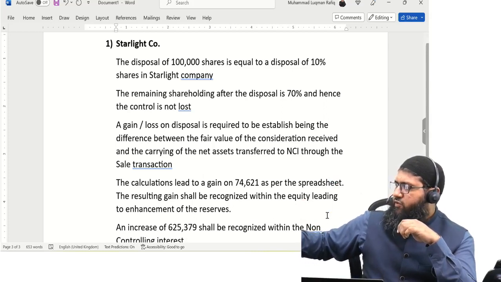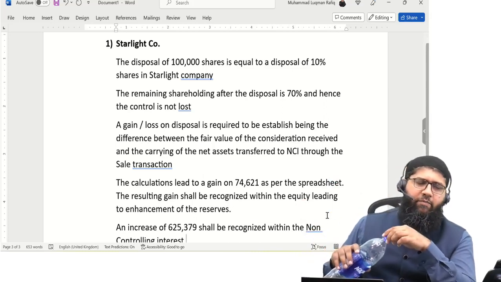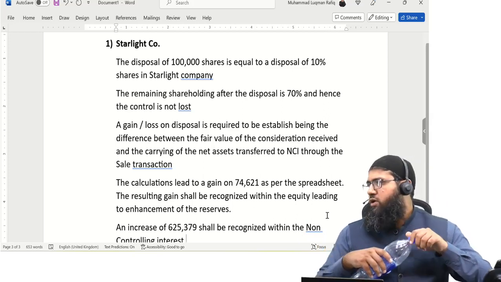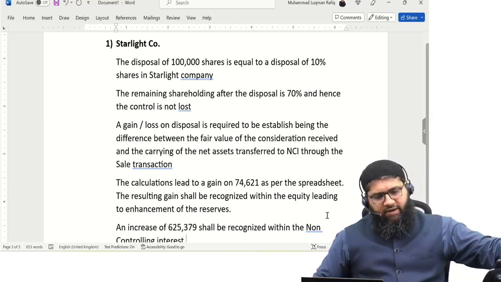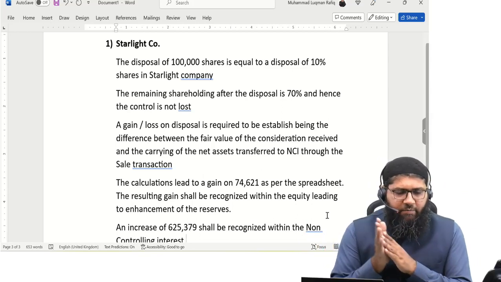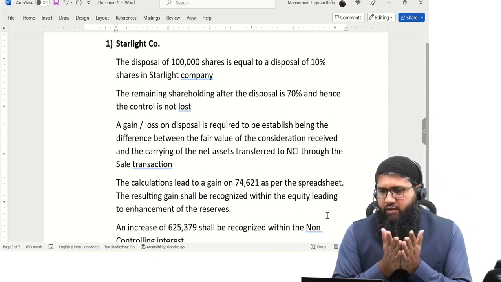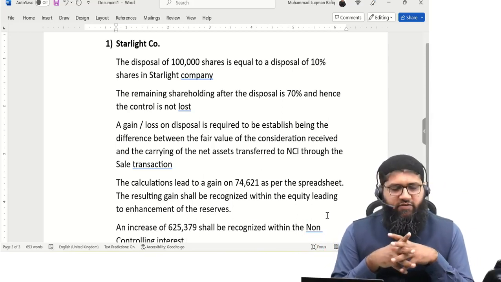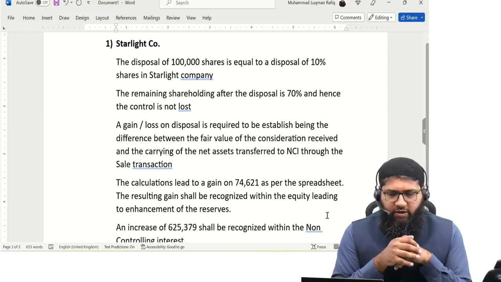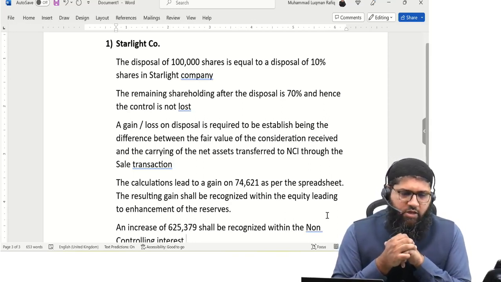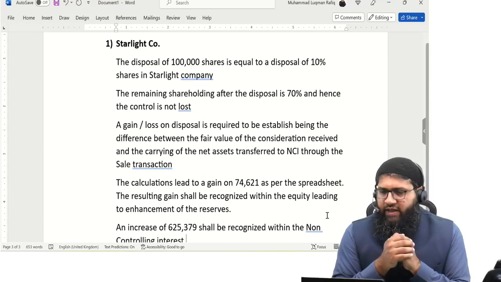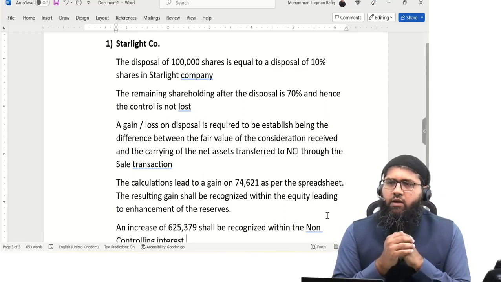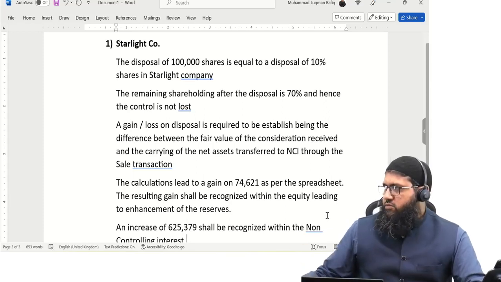Okay, why NCI was not added? Because we are considering 100%. NCI was at fair value, and plus we are considering the 100% of the business's assets, which includes the goodwill 100%, which includes the 100% net assets. So NCI is only considered in the calculation when there is a proportionate goodwill.